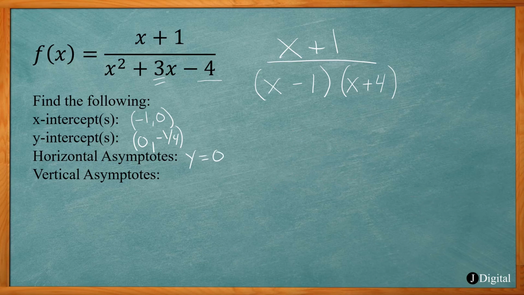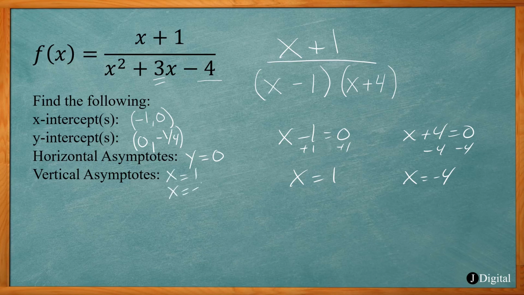So to find a vertical asymptote, we need to look at the denominator. Anytime that's 0, that's going to cause a vertical asymptote. So I can easily set each of these, x minus 1 equal to 0, x plus 4 equal to 0, and solve. So add 1 here and here, x equals 1. Subtract 4 from both sides here, x equals -4. So we're going to have vertical asymptotes at x equals 1 and x equals -4.